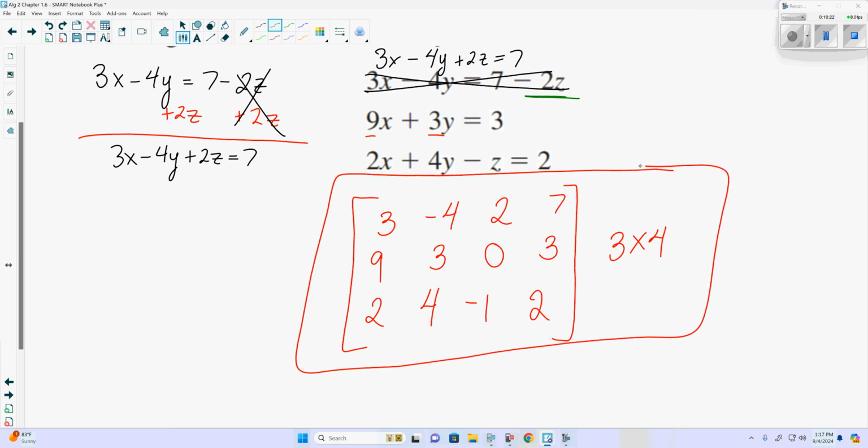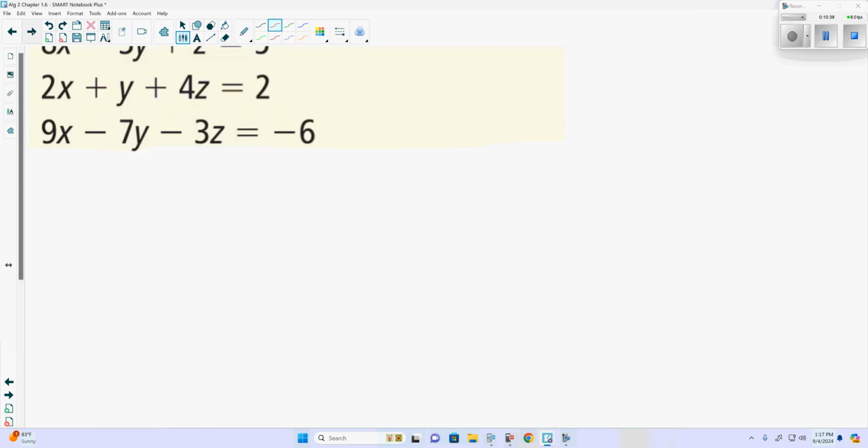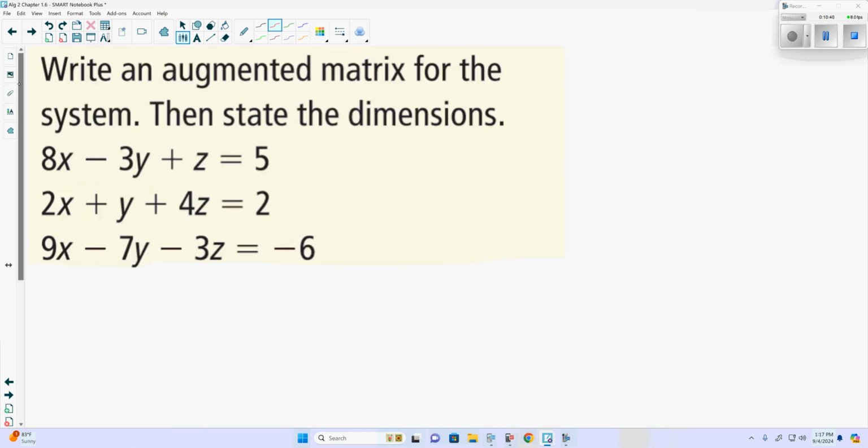Questions on anything we've done so far? We like these so far. Okay, you ready to look at the next one? All right, so which equation do we have to fix? None. The first one's already x, y, z, yes? Second one's x, y, z. Third one is x, y, z. We don't have to do anything to any of them.